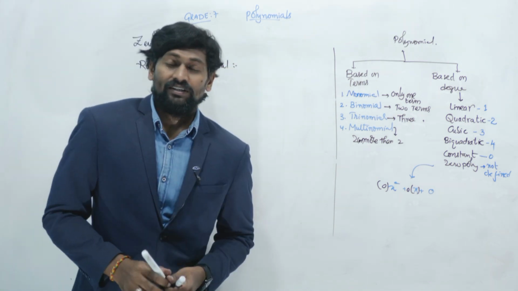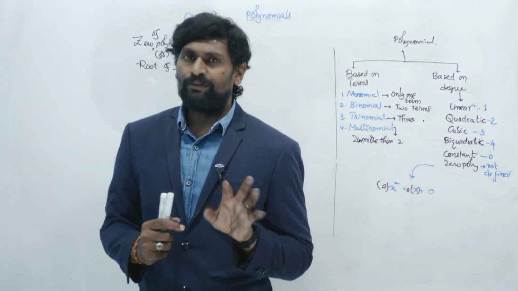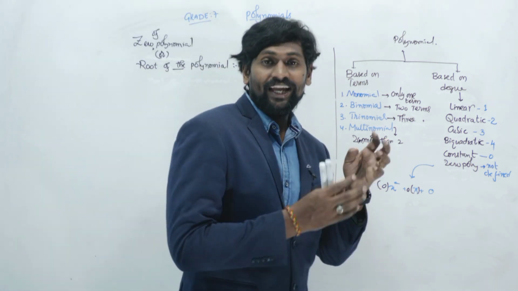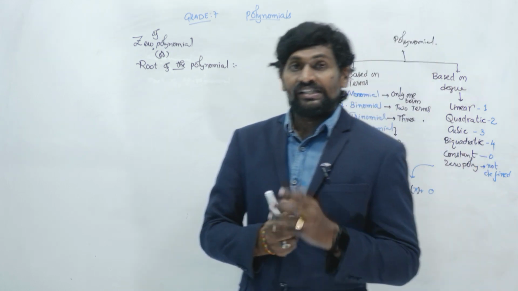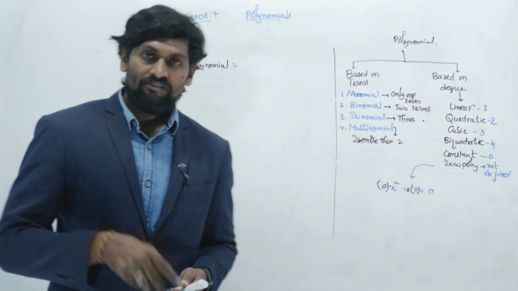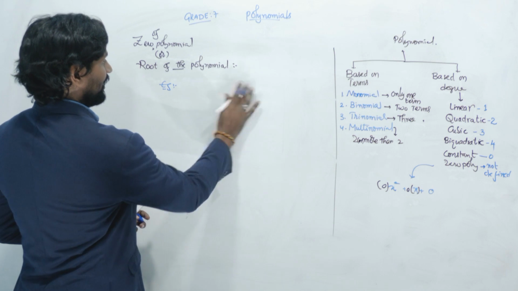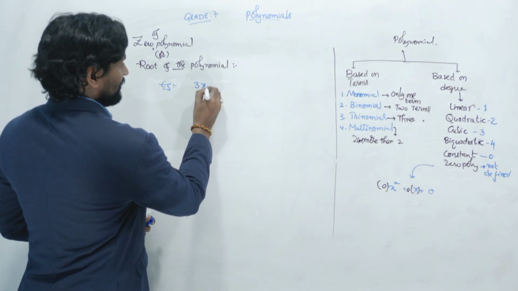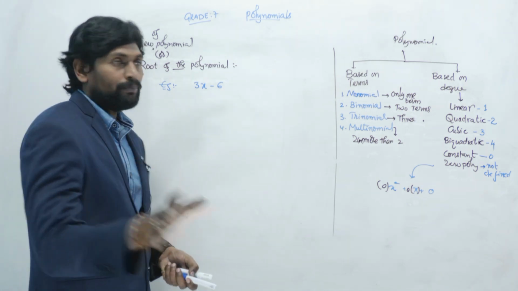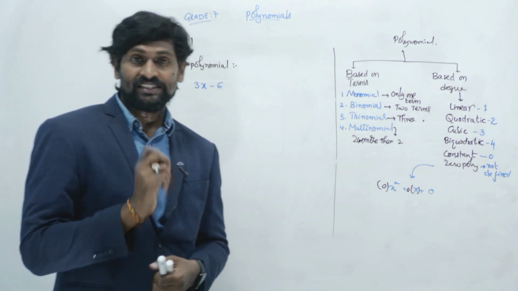Let us see. For example, if you take any polynomial, whether it is degree 1, degree 2, degree 3, whatever it may be, for a certain value the value of the polynomial becomes 0. Such a value is called a zero of the polynomial or root of the polynomial. For example, I am taking 3x minus 6. 3x minus 6 is a linear polynomial because its degree is 1.